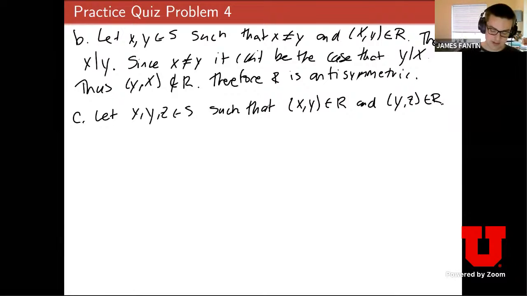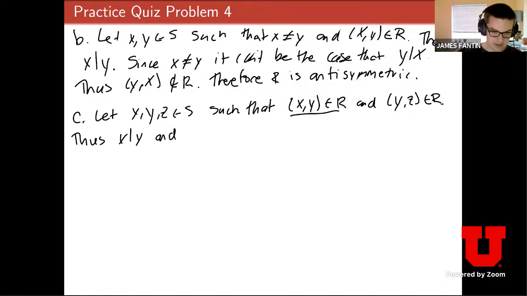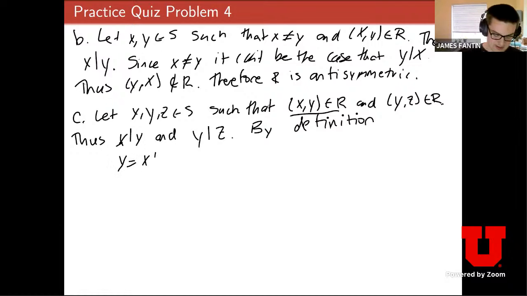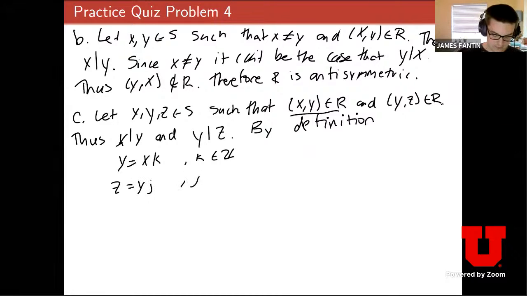So what does it mean that x, y is in the relation? For x, y to be in the relation, that means x divides y and y divides z. Now, in order to prove this, we'll need to look a little bit more at the definitions. So by definition, y is equal to xk, where k is an integer, and then z is equal to yj, where j is an integer.